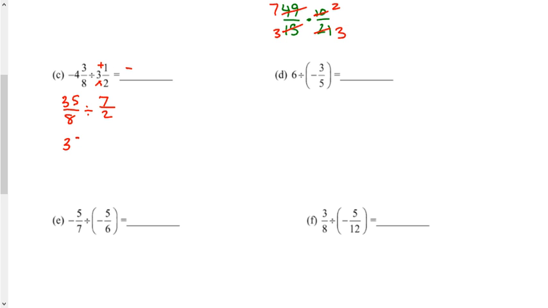Remember, we're going to keep the first fraction. We're going to change this to multiplication. We're going to multiply by the reciprocal. So 7 halves becomes 2 7ths. To divide by a fraction is the same as multiplying by the reciprocal.